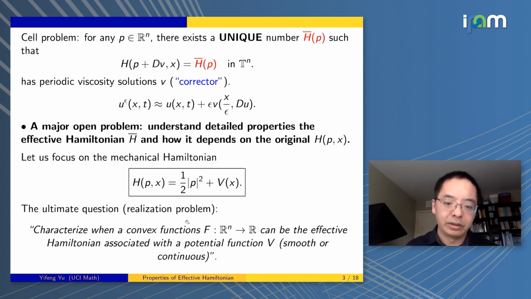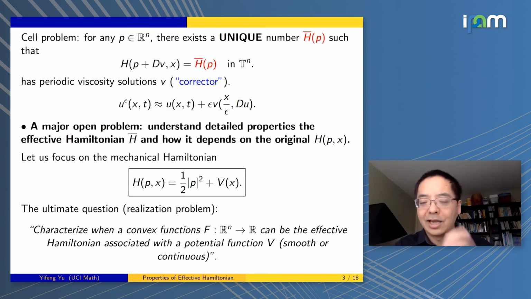This kind of question, in spirit, is not new. If we know the first passage percolation, there's a central quantity called the limiting shape. The existence of the limiting shape has been known for a long time. One of the main questions in first passage percolation is to identify the limiting shape. Especially there's also realization: what kind of convex set can be realized as the limiting shape of some distribution along those edges?